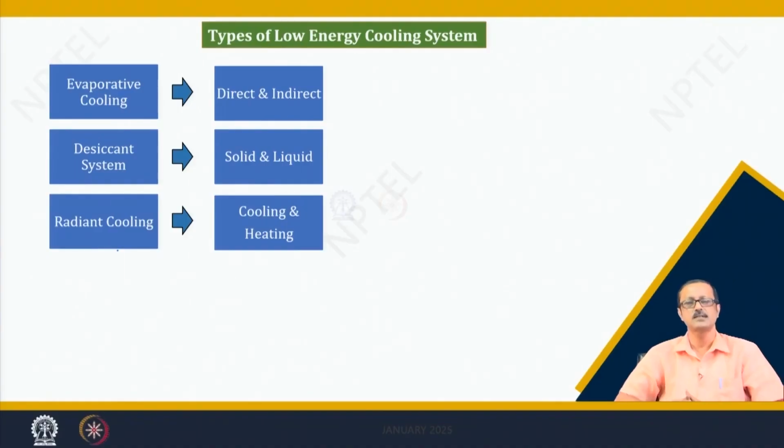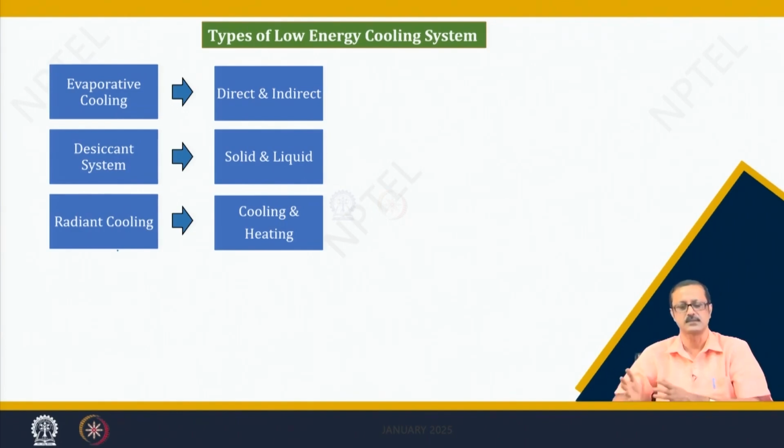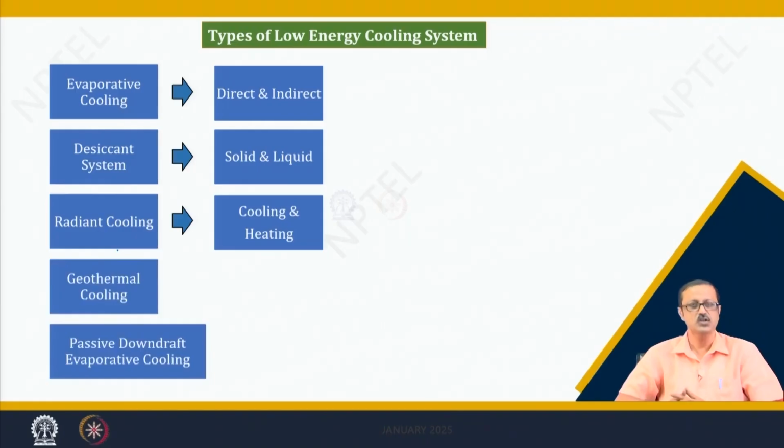We have a radiant cooling system. That is a different type of cooling system, which is also very economical and comes under the low energy cooling system strategies. We will discuss that in the next lecture. We have geothermal cooling, and also passive downdraft evaporative cooling. Of course, passive downdraft evaporative cooling is one type of evaporative cooling system also. So, we will discuss passive downdraft evaporative cooling in the next lecture, and today we are going to discuss geothermal cooling systems.